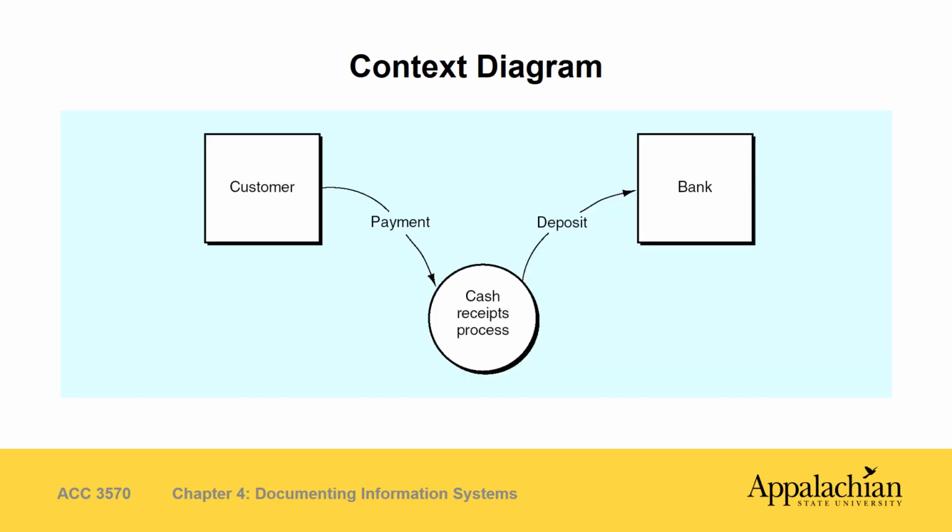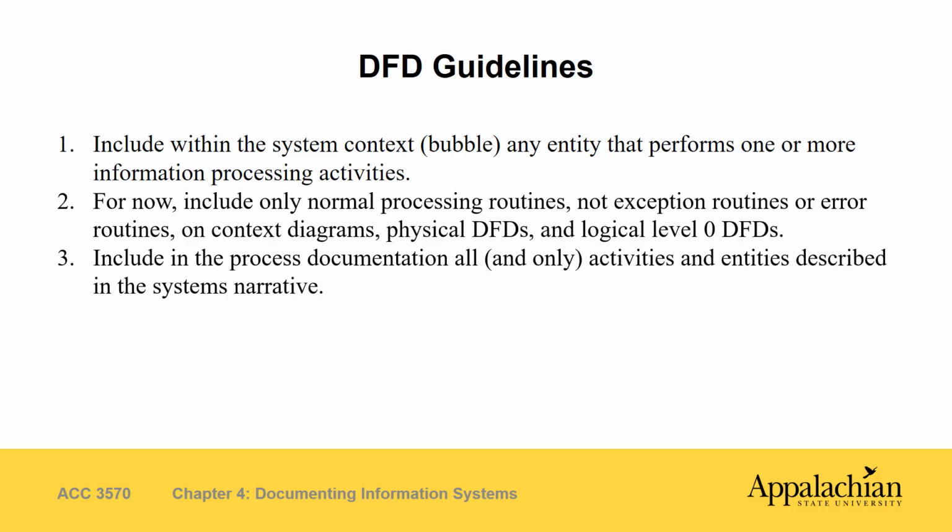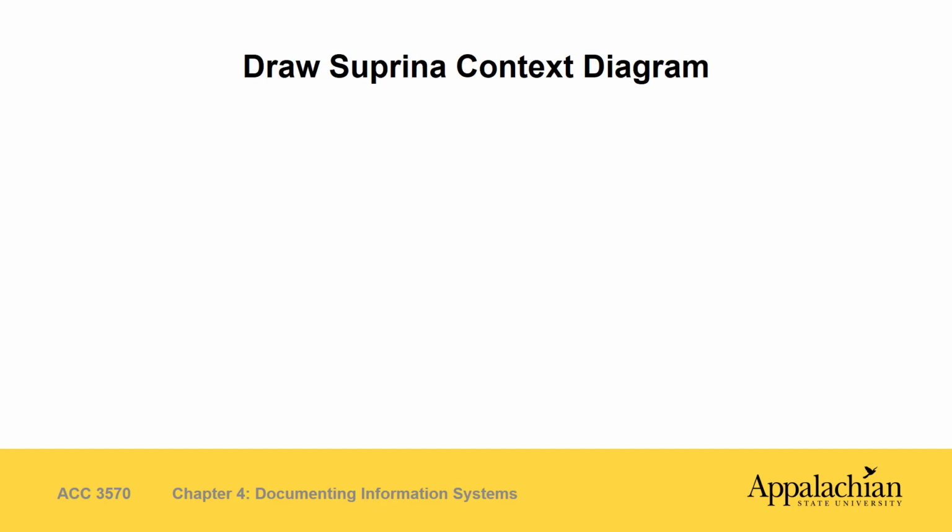This is a context diagram from the book, and what you can see, as I was talking about earlier, is you've got your customer and your bank as external entities, and the cash receipts process. You're taking all those activities that apply to the internal entities and putting them into one bubble, and you are coming up with a name for that bubble that encapsulates the whole process. So the data flow diagram guidelines, you can read that yourself. These are the ones in the book for drawing a context diagram.